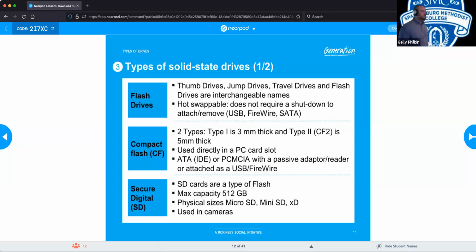Compact flash, or CF drives. You have two types, type 1 and type 2. One is about 3 millimeters thick, and one is about 5 millimeters thick. And they're on older laptops. You will see slots on the side of the computer where you can actually insert these, and they serve different functions.